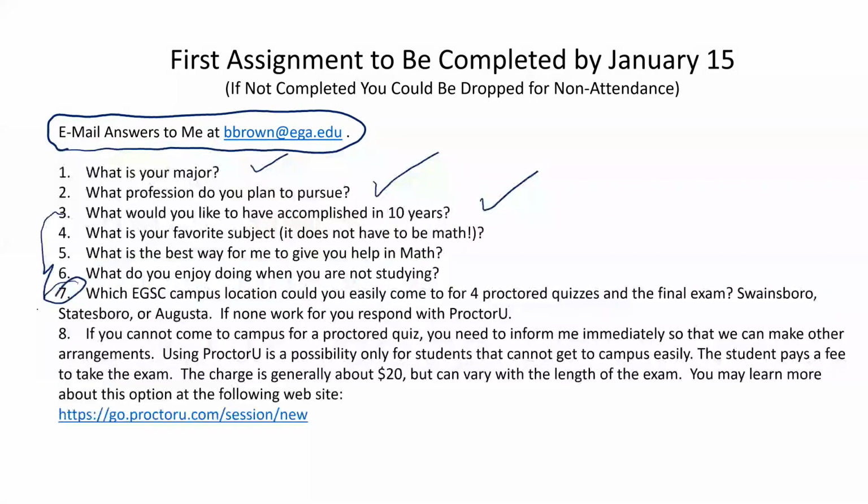Number 7, I surely want you to tell me the East Georgia campus locations and pick one where you'd like to take the 4 proctor tests and the final exam. So you need to specify Swainsboro, Statesboro, or Augusta. And if none work for you, you will respond with ProctorU. And if you want to take it on ProctorU, you can go to this website to sign up. If you haven't signed up before, you need to register and then sign up for any of the tests as we go along.